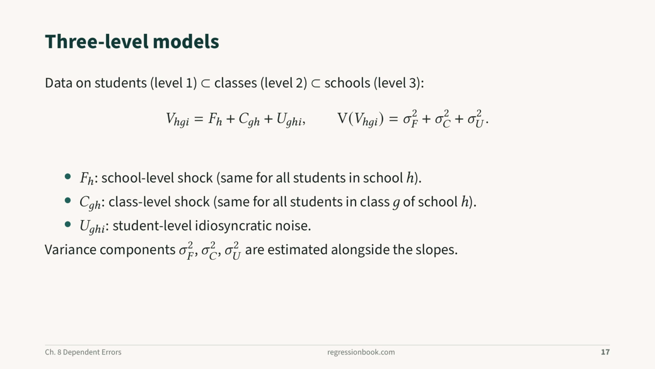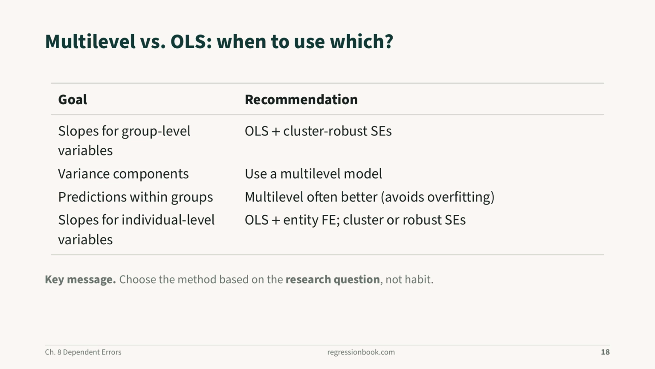Hierarchies extend the idea naturally. Students within classes within schools give a 3-level model with a school-level shock, a class-level shock, and student noise, each carrying its own variance component estimated alongside the regression slopes. The algebra grows another layer, but the logic is unchanged, the same decomposition of the error applied twice instead of once. So which tool when?